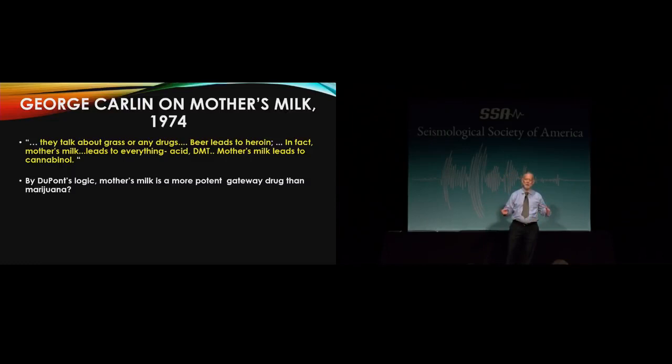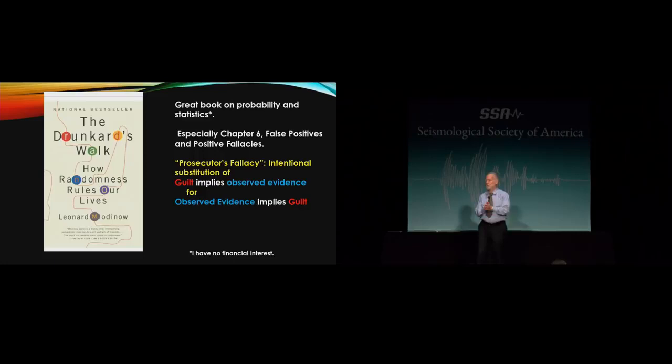So I think it showed a kind of a logical problem that can be solved by quantitative methods. There's a great book I recommend to you, The Drunkard's Walk, which deals with that. And one of the items he discusses is the prosecutor's fallacy. An example goes something like this.